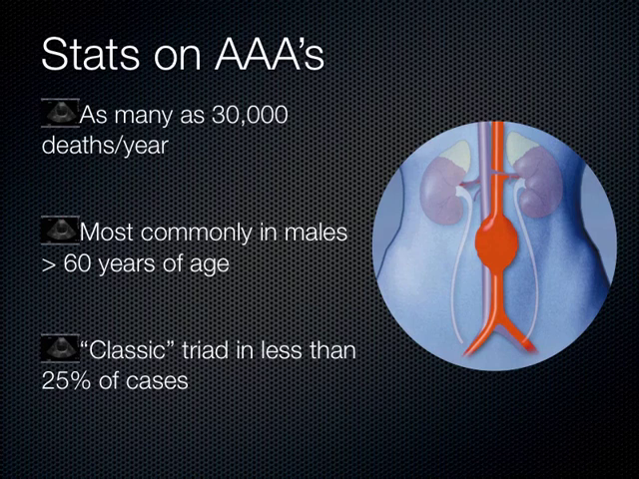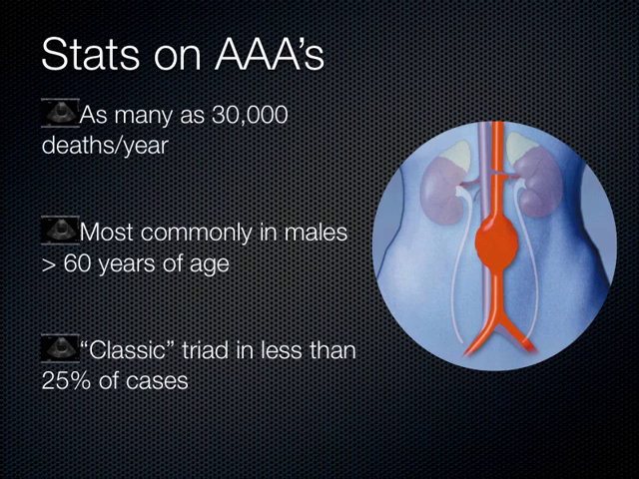So there's about 30,000 deaths a year because of abdominal aortic aneurysms that rupture, okay? This is most commonly in males greater than the age of 60. And there's this classic triad: somebody comes in with abdominal pain, hypotension, and when you examine them, they have a pulsatile abdominal mass.